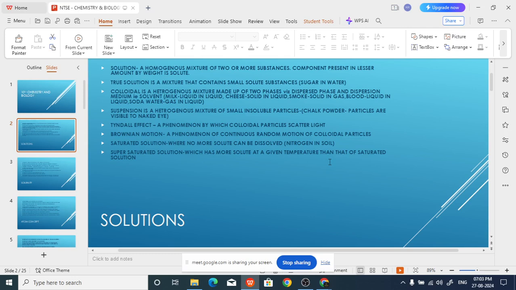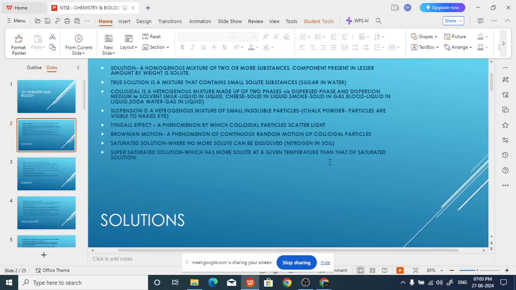The dispersion medium you can call equivalent to solvent. The dispersed phase you can call equivalent to solute. For example, milk. The milk product in water is your solute, equivalent to solute, and the water is a liquid. So both are liquid in liquid. Cheese is solid in liquid. So here the solute is solid, the solvent is liquid.